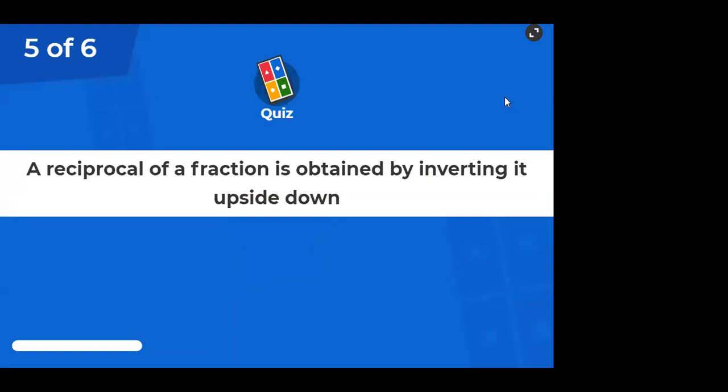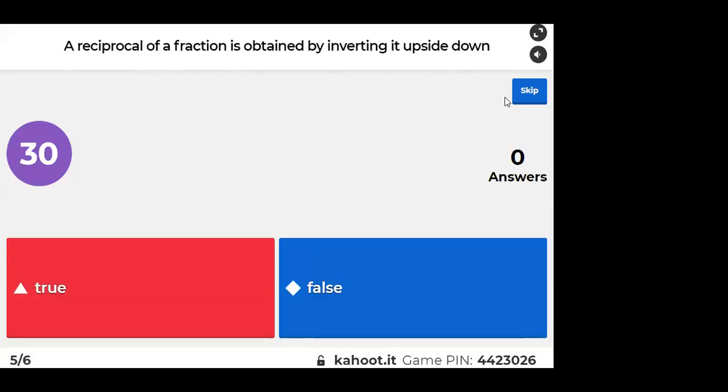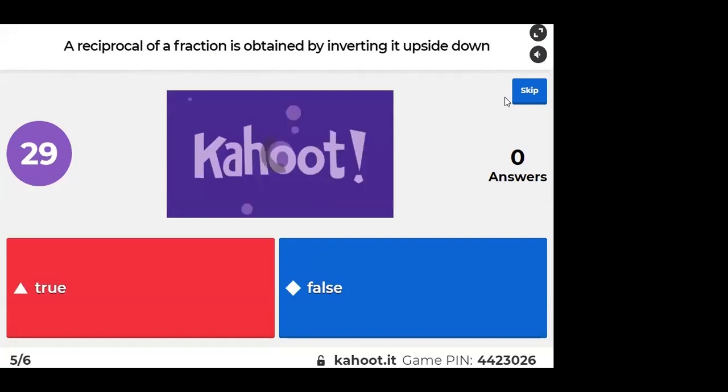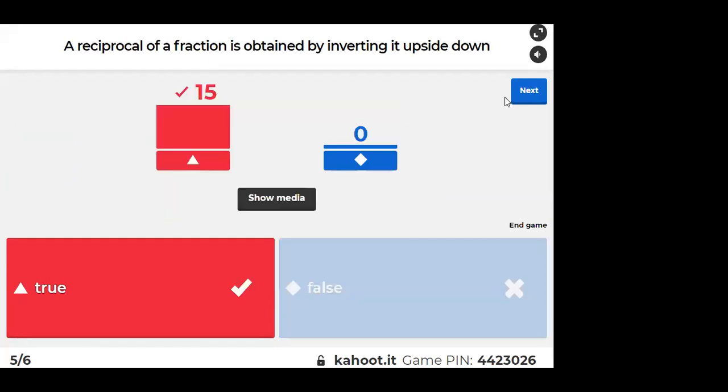Second last question. A reciprocal of a fraction is obtained by inverting it upside down. True or false? True, right? Very good. 3 by 5 is basically, the reciprocal of this is 5 by 3. So don't convert numerator into denominator and denominator into numerator. Very good.